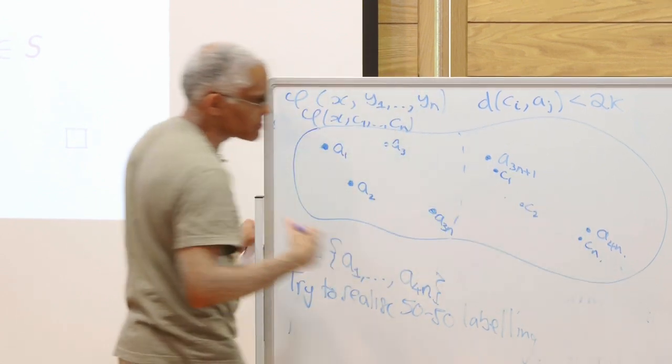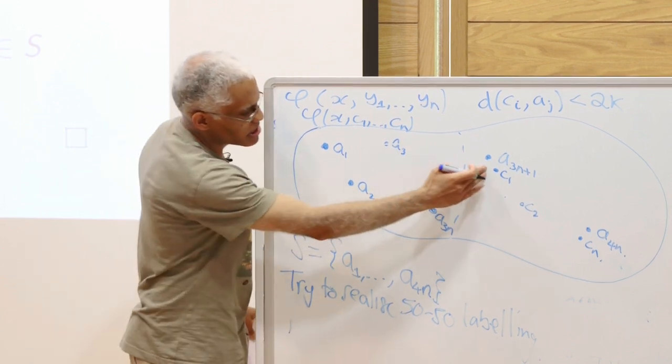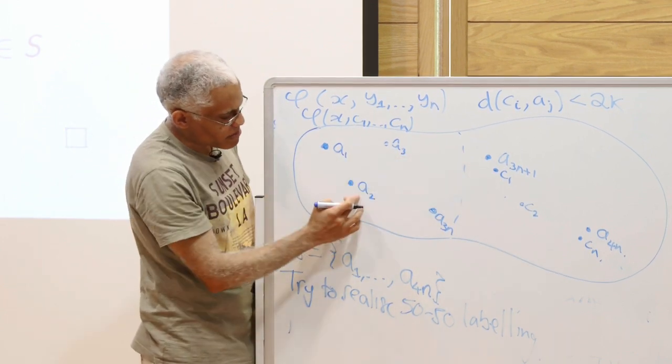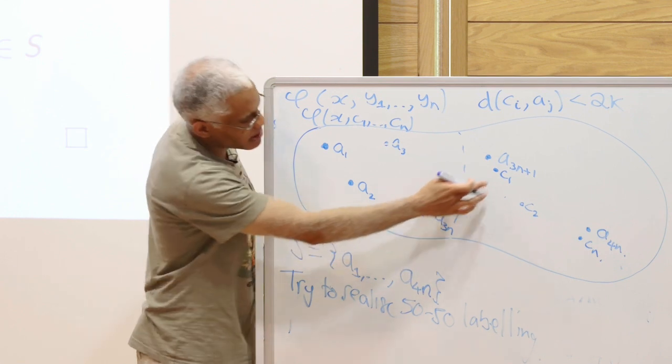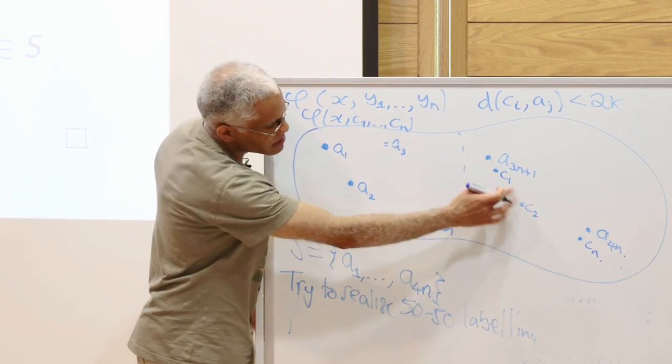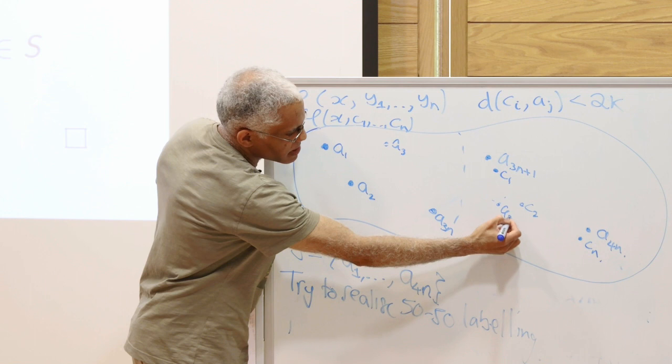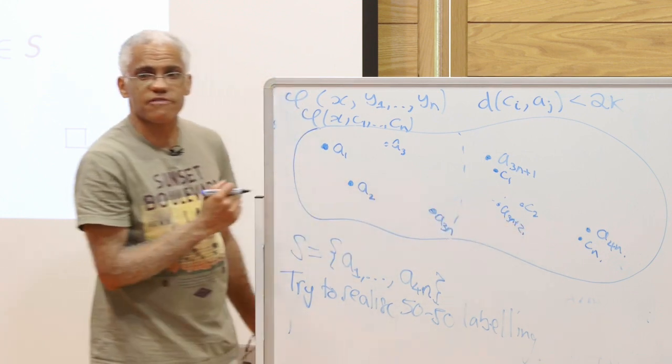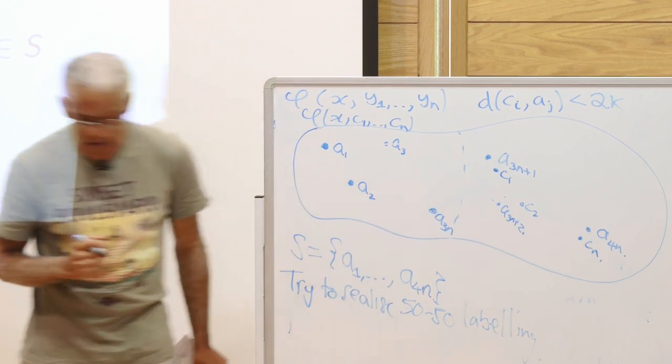So here are my n parameters, and without loss of generality, I can assume that these parameters are all far apart from A1 up to 3n, because this one's, say, close to this, C2 is close to A3n plus 2. So I've got this situation. So my parameters are all far apart.